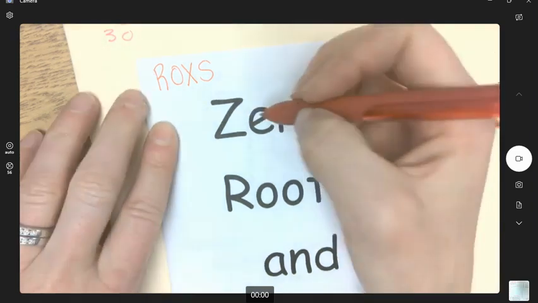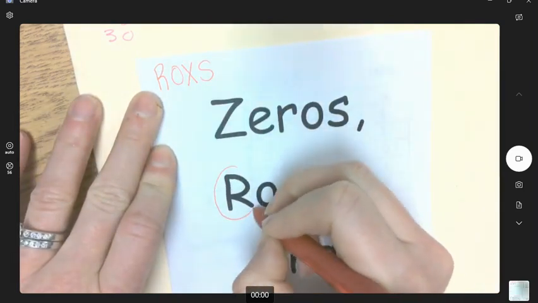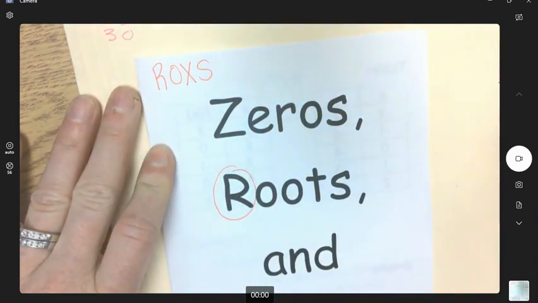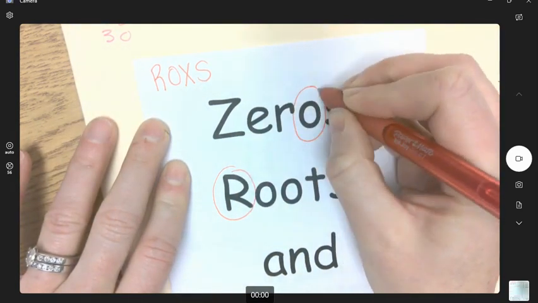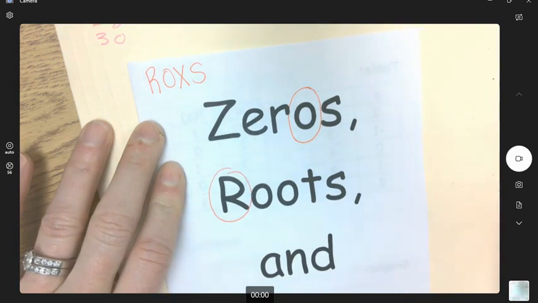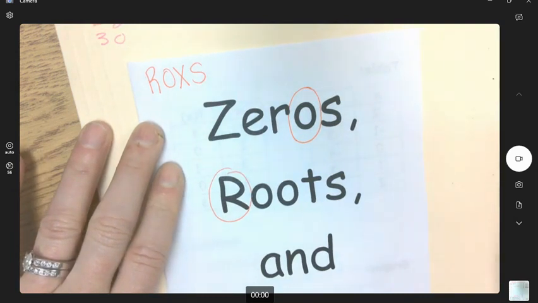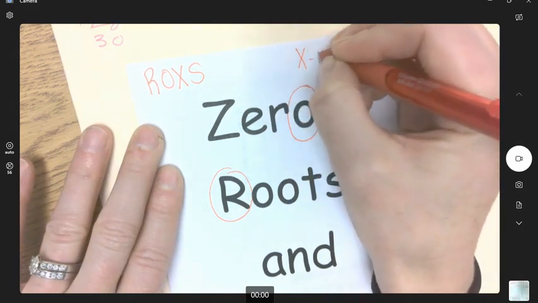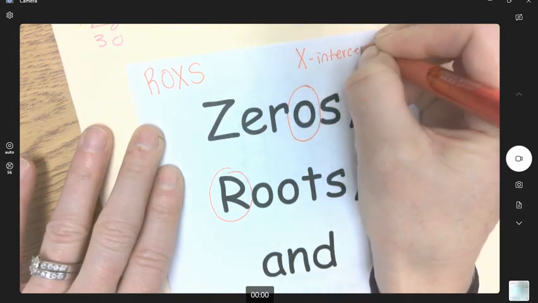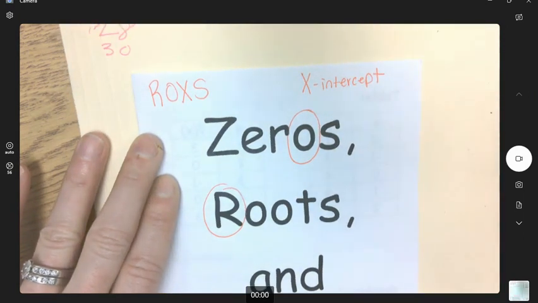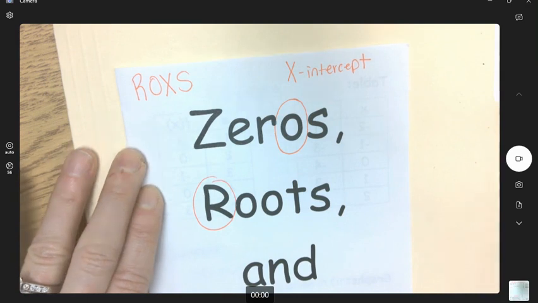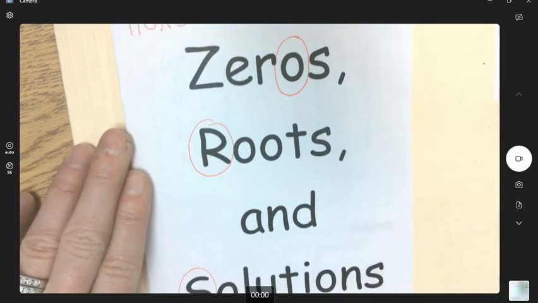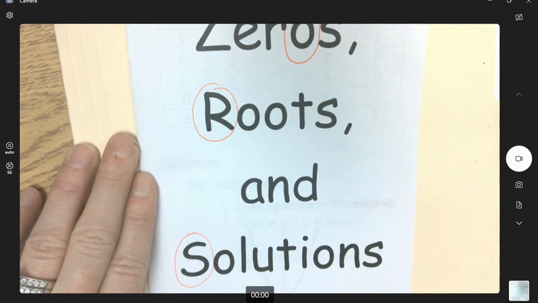So we have R stands for roots. Zeros is like an O or 0. It's when Y is 0. Then X stands for x-intercept. Some people say x-axis, but that's not right because we're talking about the x-intercept, where it crosses the x-axis. And then S stands for solutions. So we have 4 names, but it's all the same.